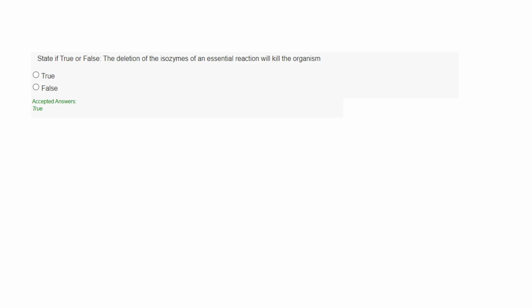So your concept is correct. If you delete one isozyme of a family of 5 or 6 or 10 isozymes, then the other isozymes will take over. But if you delete all, there is no enzyme to catalyze that reaction. Do you get it? Here the case is that we are deleting every isozyme. Yeah. The question is not very clear, but what it is trying to say is that you're deleting all the isozymes of an essential reaction. Yes, sure. Thank you, sir. Okay.